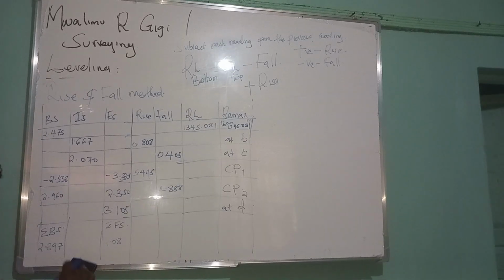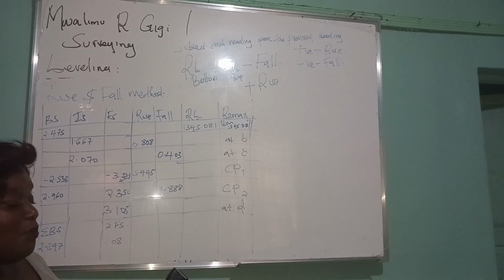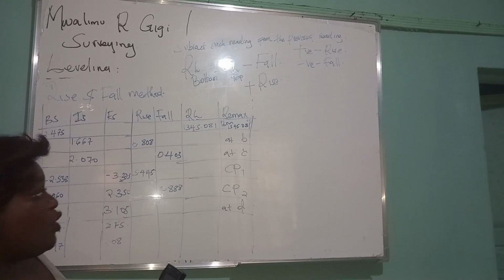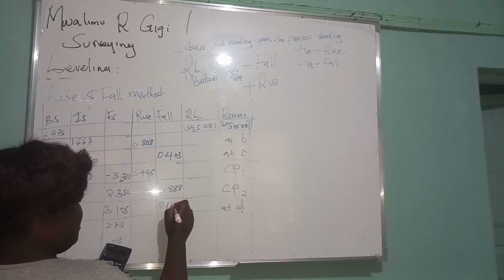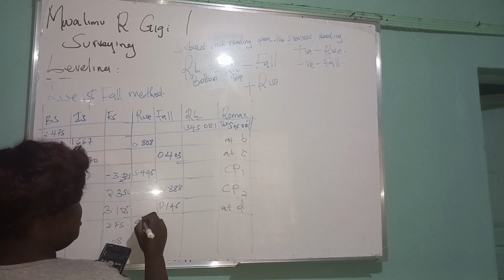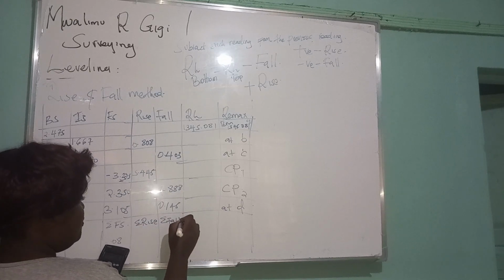Then we go to next. We have 2.960 minus 3.105, which gives a negative 0.145. So it is a fall of 0.145.